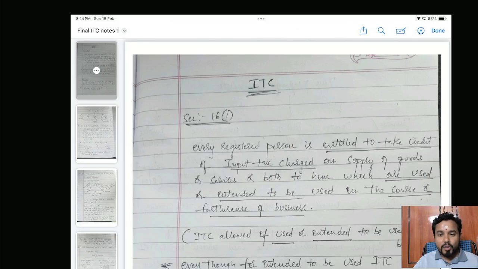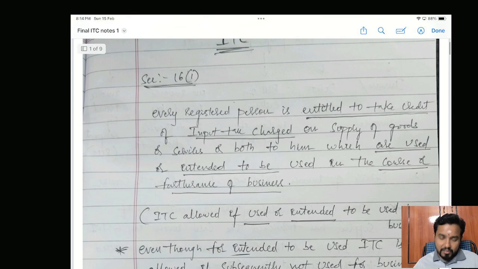Today we are going to make a quick revision of the input tax credit chapter, and this quick revision lecture is going to be relevant for CA Inter as well as CMA Inter students who are going to give their exams in May 2026, as well as June 2026 when it comes to CMA Inter exams. So without loss of time, let us quickly start with the revision of input tax credit.